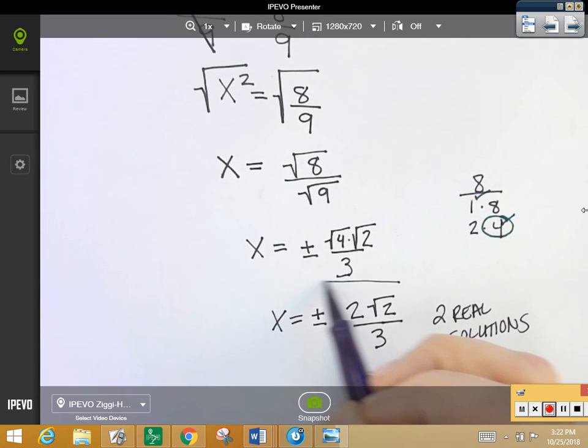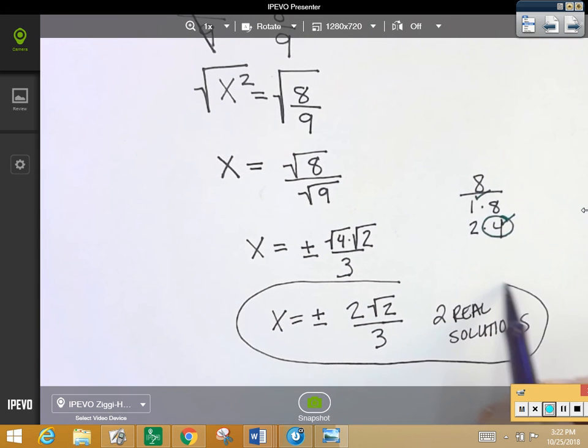Alright, that's how you solve a quadratic by taking the square root.